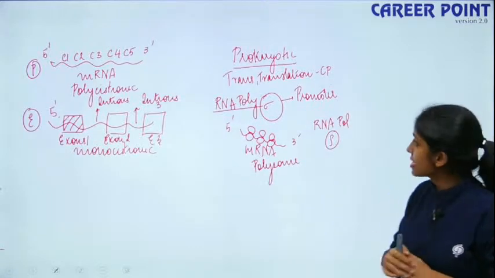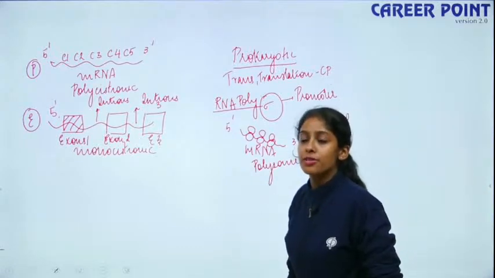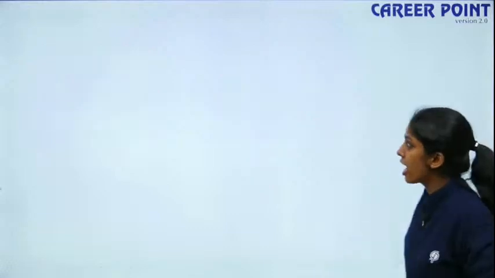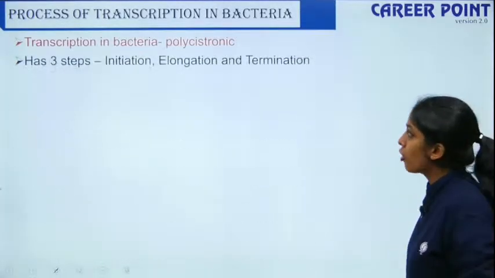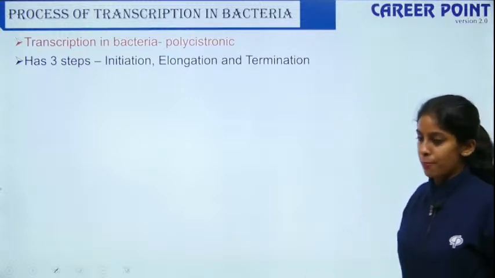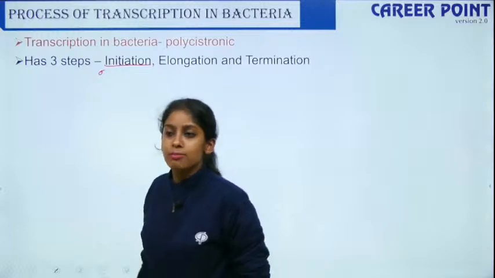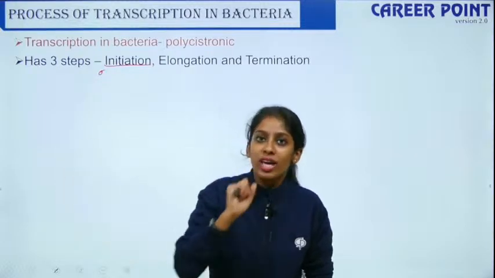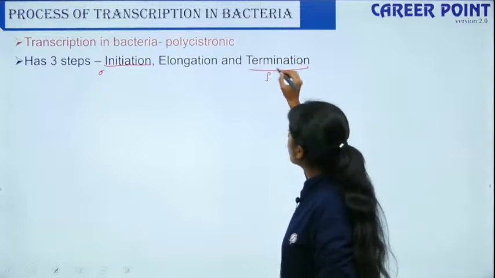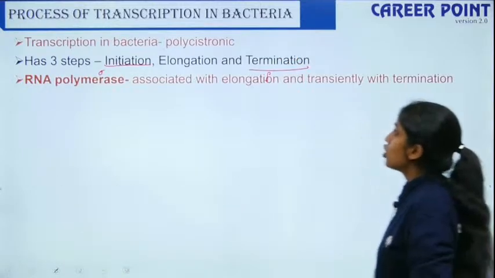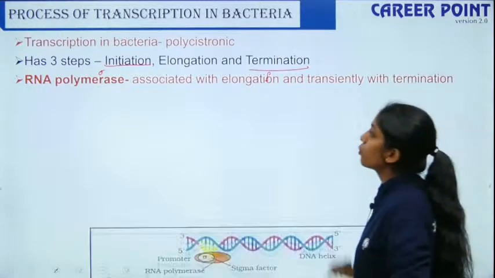Clear? No doubt? So this is how transcription happens in prokaryotes. If you look at the picture here, transcription in bacteria is polycistronic. We have three steps: initiation, when the sigma factor of RNA polymerase binds to the promoter, then elongation, and then termination. Termination is with the help of a rho factor. So RNA polymerase is associated with elongation and transiently with termination.